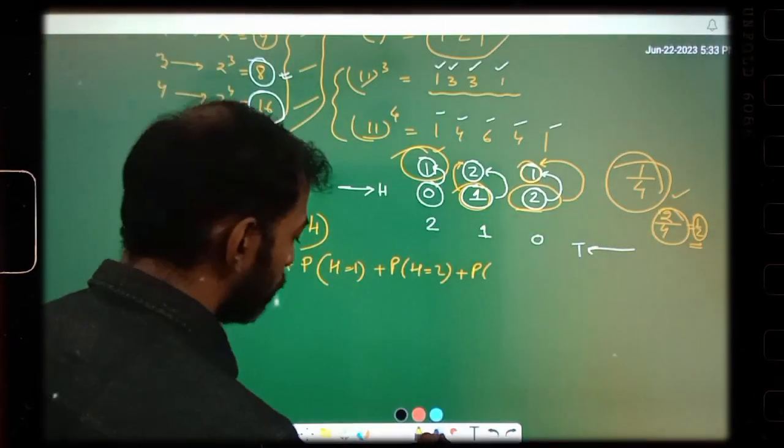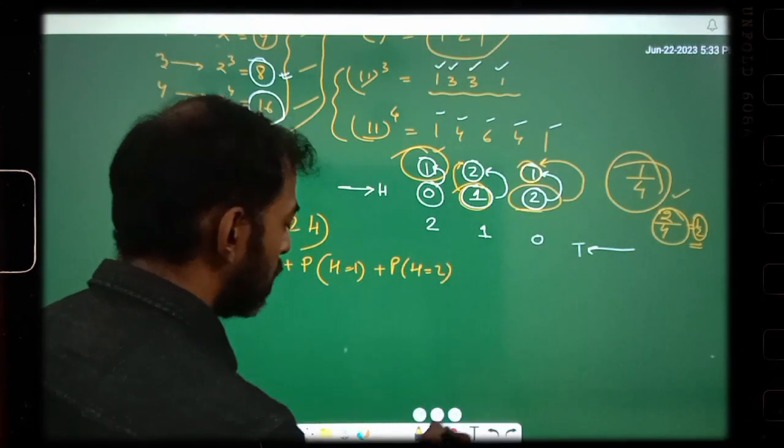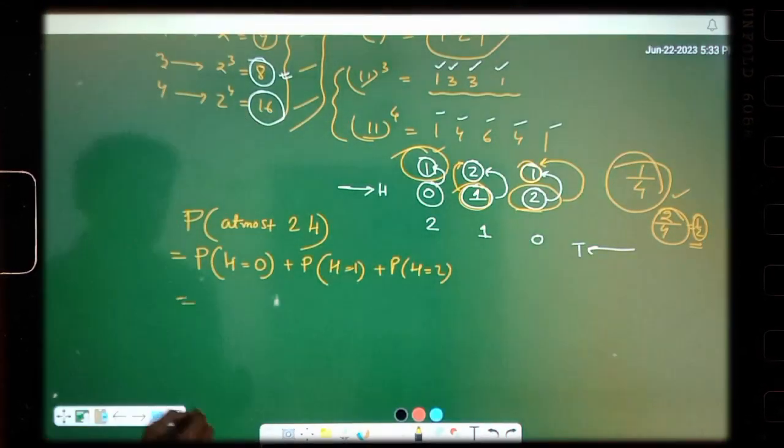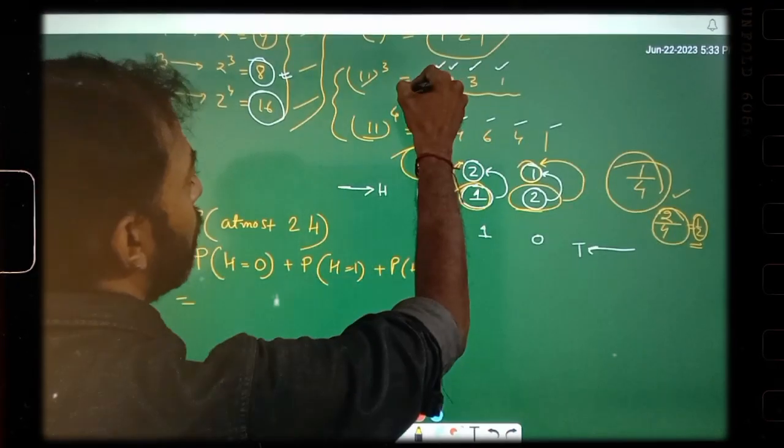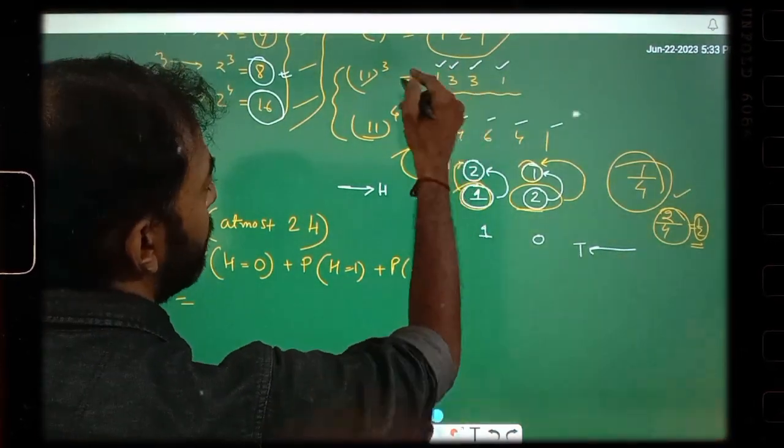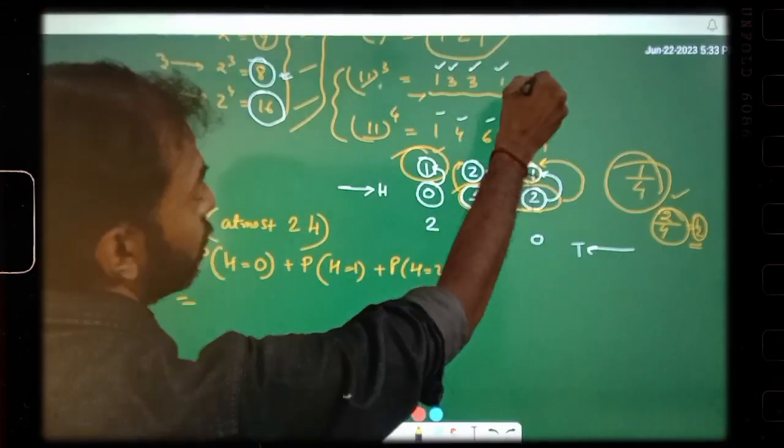Okay, so you don't need to calculate this one actually here. So the result will be very easy. Just look at this one, the number of heads. This is our number of heads, 11 cube. You need to calculate 11 cube there, 1, 3, 3, 1.